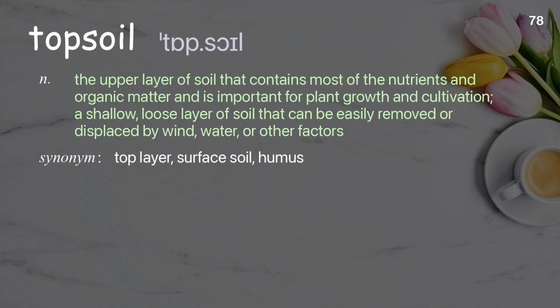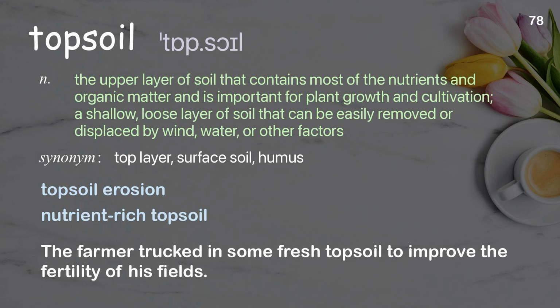Topsoil. The upper layer of soil that contains most of the nutrients and organic matter and is important for plant growth and cultivation. A shallow, loose layer of soil that can be easily removed or displaced by wind, water, or other factors. Examples: Topsoil erosion. Nutrient-rich topsoil. The farmer trucked in some fresh topsoil to improve the fertility of his fields.